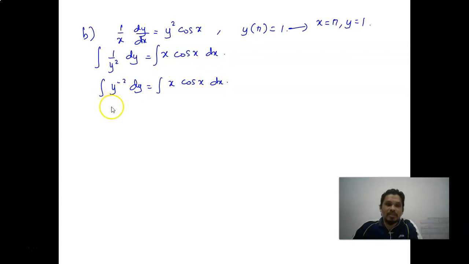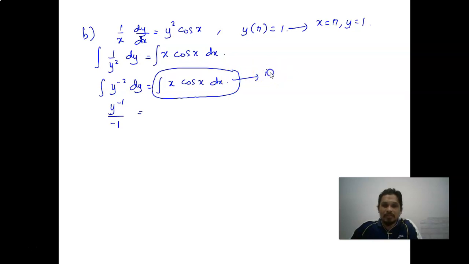So the integral of this comes out with y to the power of negative 2 plus 1, negative 1, divided by negative 1, equal to, okay, now look at this one. This reminds us of the subtopic in chapter 1 where we need to use integration by parts. You still remember that?